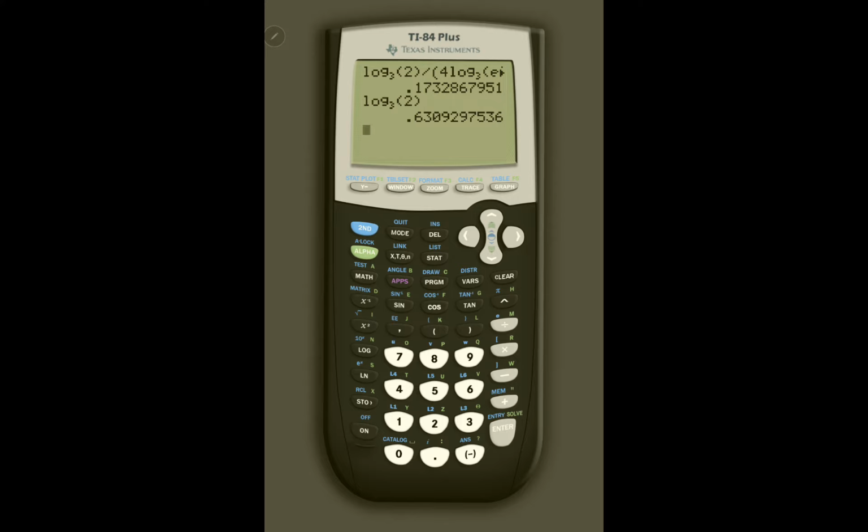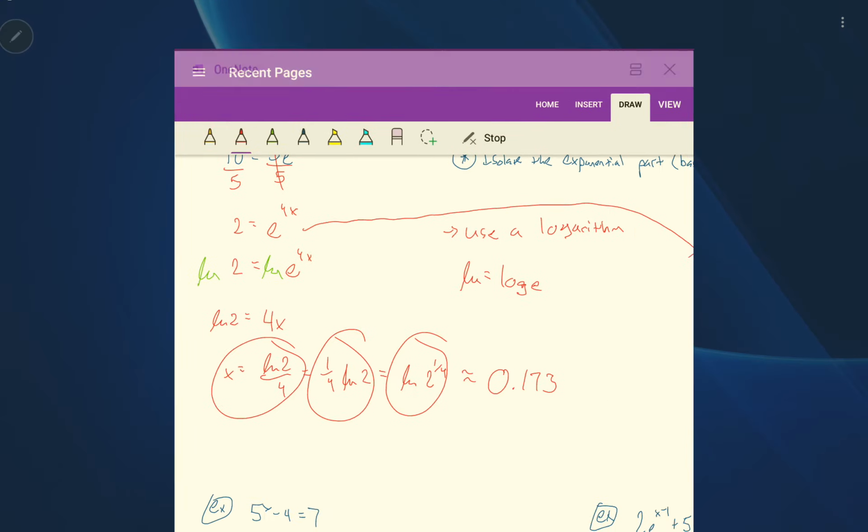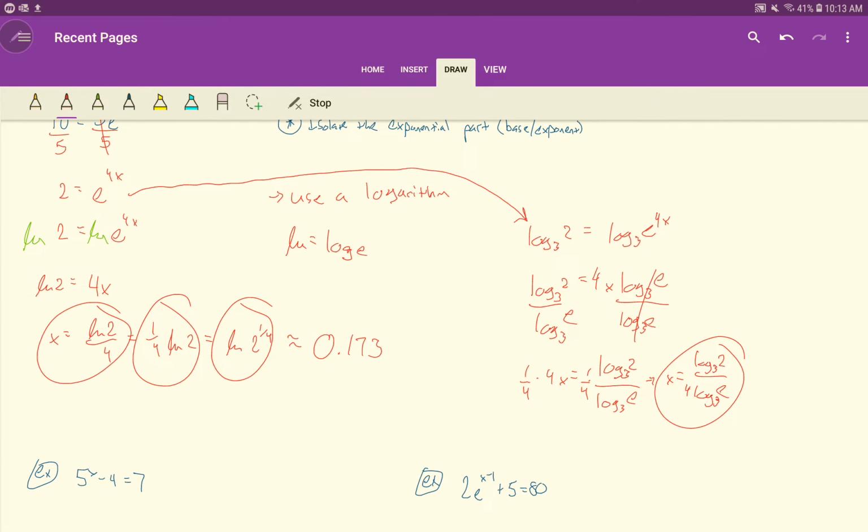To evaluate, for example, log base 3 of 2, you'll do log of 2 divided by log of 3. So log of the big number divided by log of the little number, and you can see you get the exact same decimal. Likewise, if you use natural log of 2 over natural log of 3, you get the same decimal. So you can use those to help you evaluate logarithms that you otherwise wouldn't be able to do on your calculator. All right, moving on here.